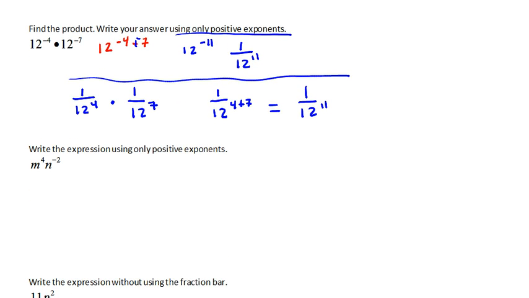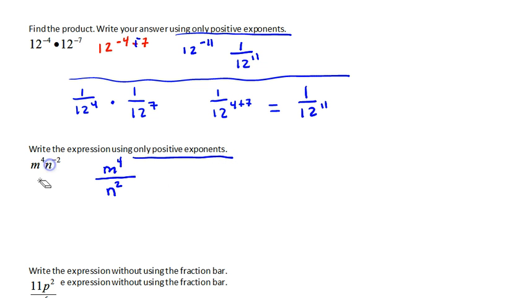This says write an expression using only positive exponents. So if I have m to the 4th power times n to the negative 2nd power, I need to worry about this one because it's got a negative exponent. I'm going to leave m on top because it's to a positive power. And I'm going to move n to the bottom and convert its exponent to a positive. Now I've used only positive exponents, but I have the same expression. One's written with negative exponents and without a fraction bar, and one is written with a fraction bar and no negative exponents.